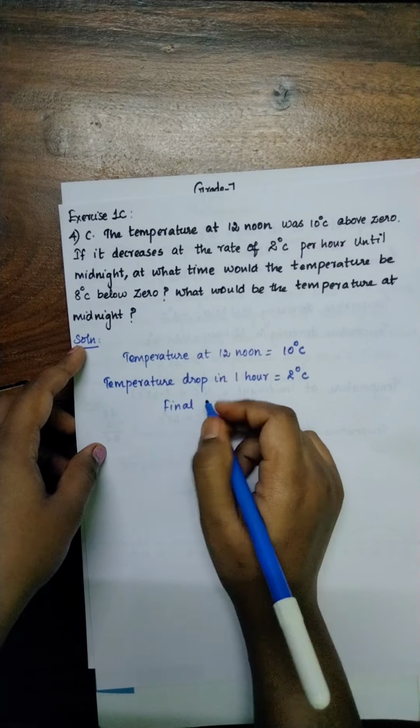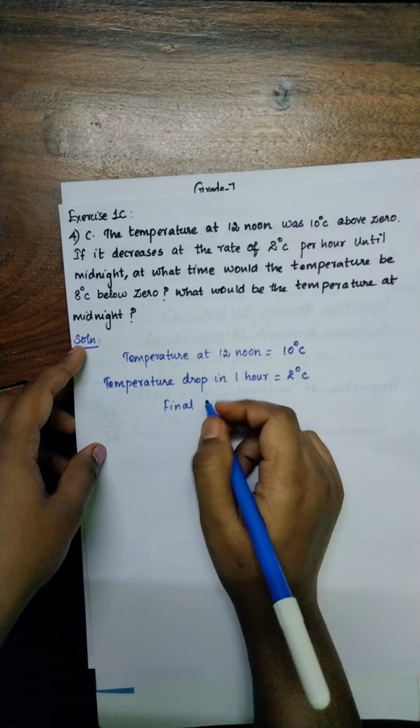The question asks at what time the temperature would be 8 degrees Celsius below zero. Here they have given it as below zero, so it is minus 8 degrees Celsius. Above zero means a positive number. Below zero means a negative number. So our initial temperature is 10 degrees Celsius and the final temperature is minus 8 degrees Celsius.